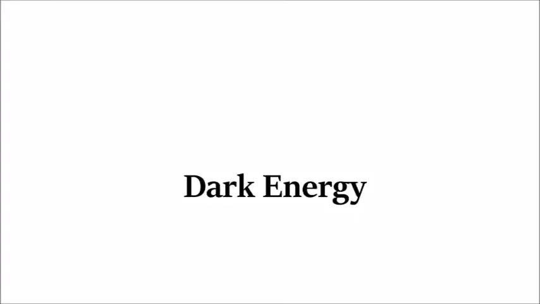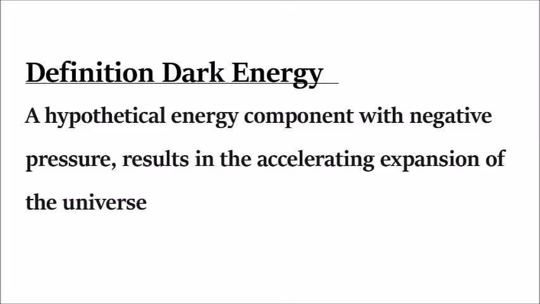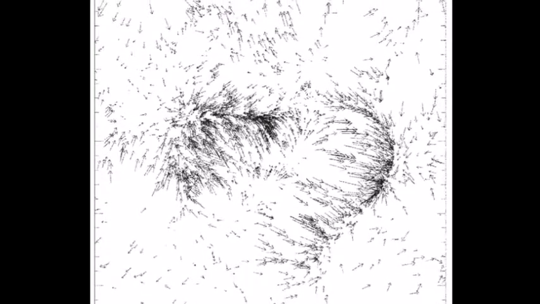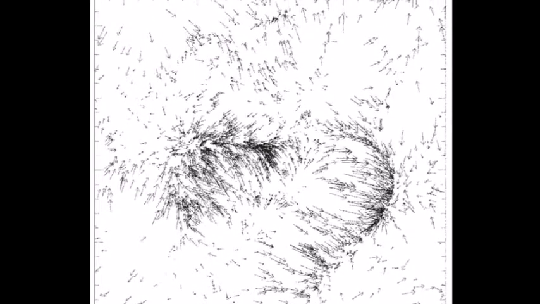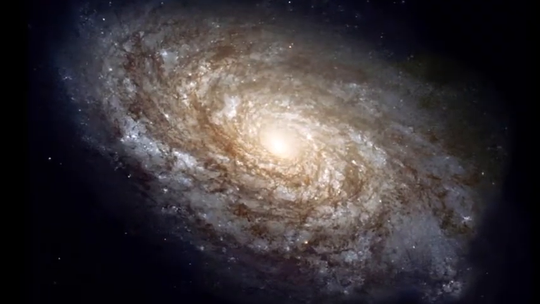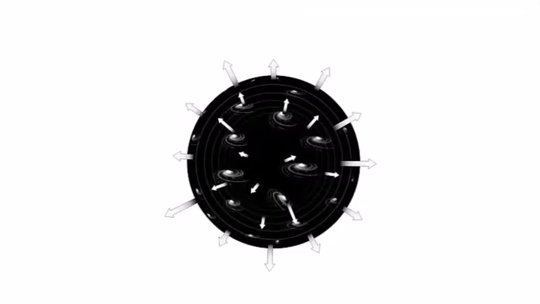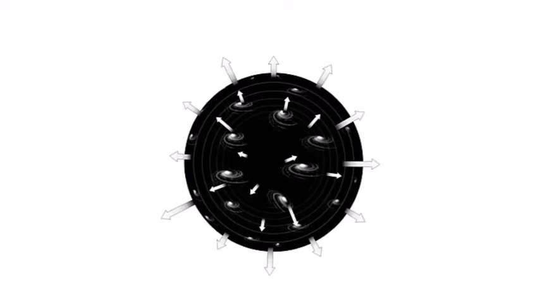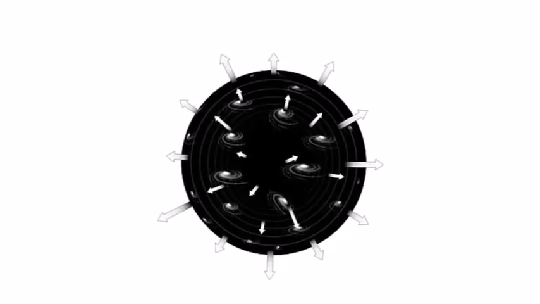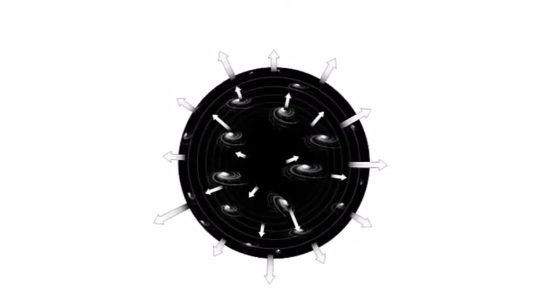So, what is the relationship between dark energy and dark matter? Let's learn about the definition of dark energy first. It is a hypothetical energy component with negative pressure that results in the accelerating expansion of the universe. Dark matter pools get together, forming protogalactic clouds and triggering galaxy formation. Dark energy acts as an opposing force to gravity and leads to the accelerating expansion of the universe.